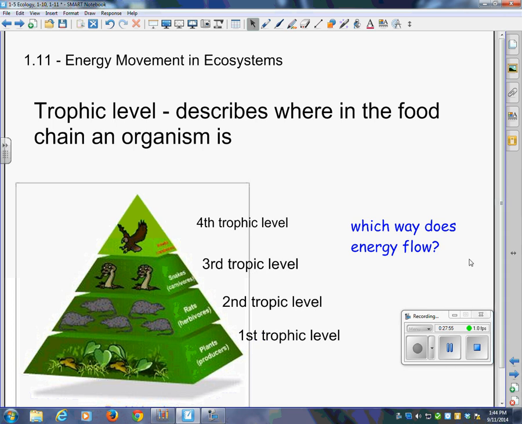Which way does the energy flow? What do you think? I've heard it a couple times, I think. Is that right? Does energy flow this way? And the answer is yes, of course. Energy flows up. Energy flows up. So the grass, where does the grass get the energy from?